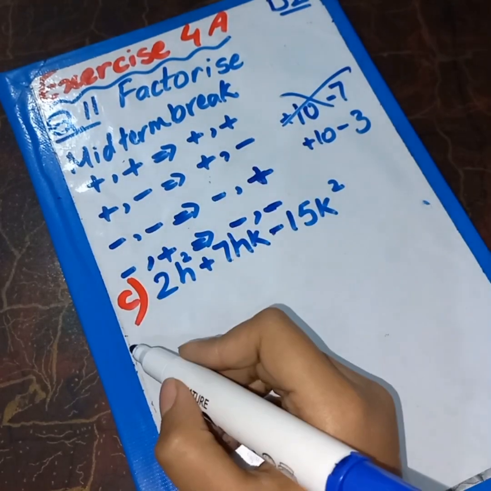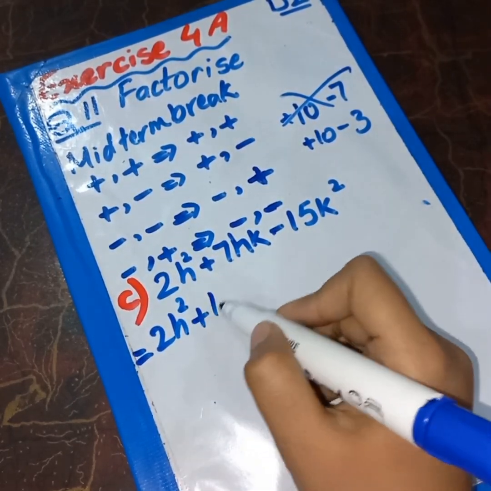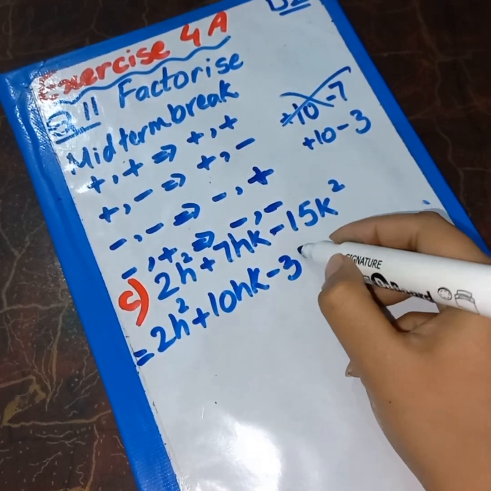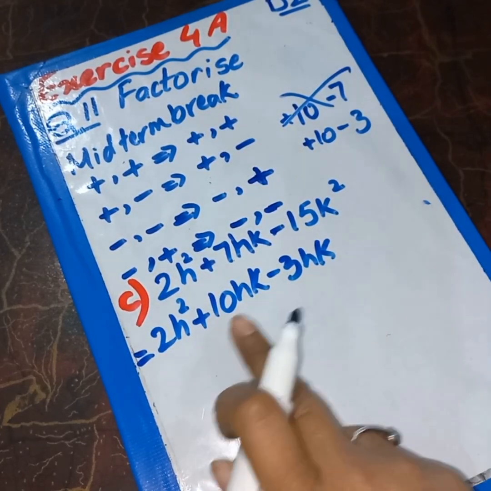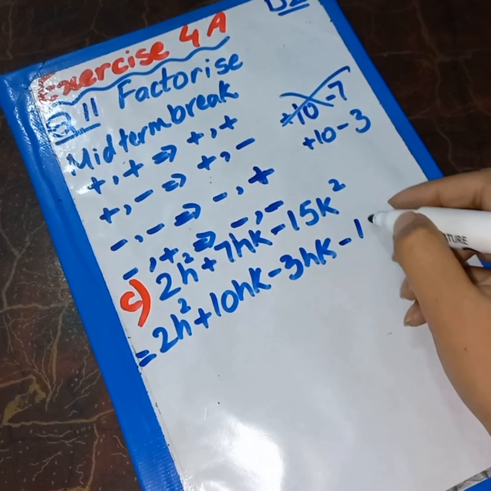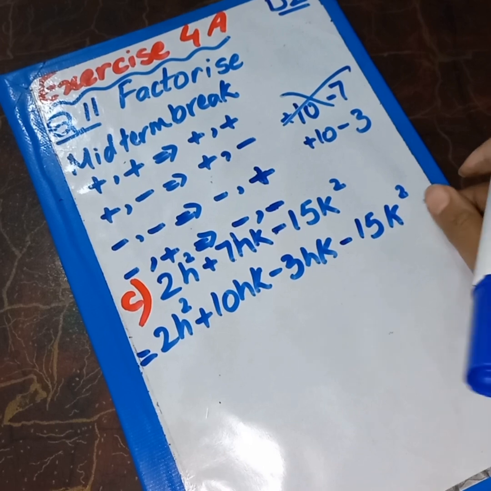So let's start. How will you write it? 2h square as it is, plus 10hk minus 3hk. So once you solve these two, 10 minus 3 is 7, and hk will be there. So this is correct. And minus 15k square will come down as it is.